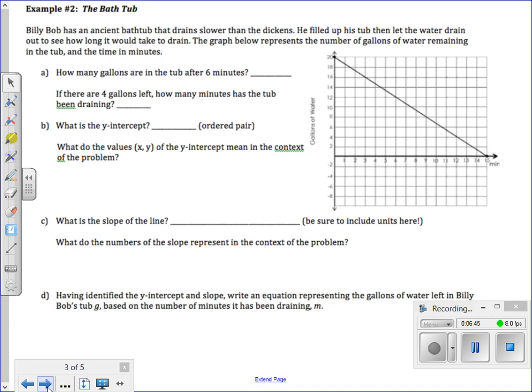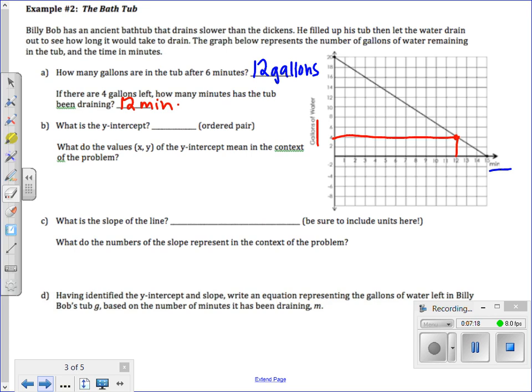Okay. So it says how many gallons are in the tub after 6 minutes. Well, this x-axis here represents minutes. So if I look at 6, I go up to the graph, and it looks like there are 12 gallons in the tub after 6 minutes. Now the next question asks if there are still 4 gallons left. So I go to 4 for gallons. How many minutes has the tub been draining? Well, it looks like that would be 12 minutes.